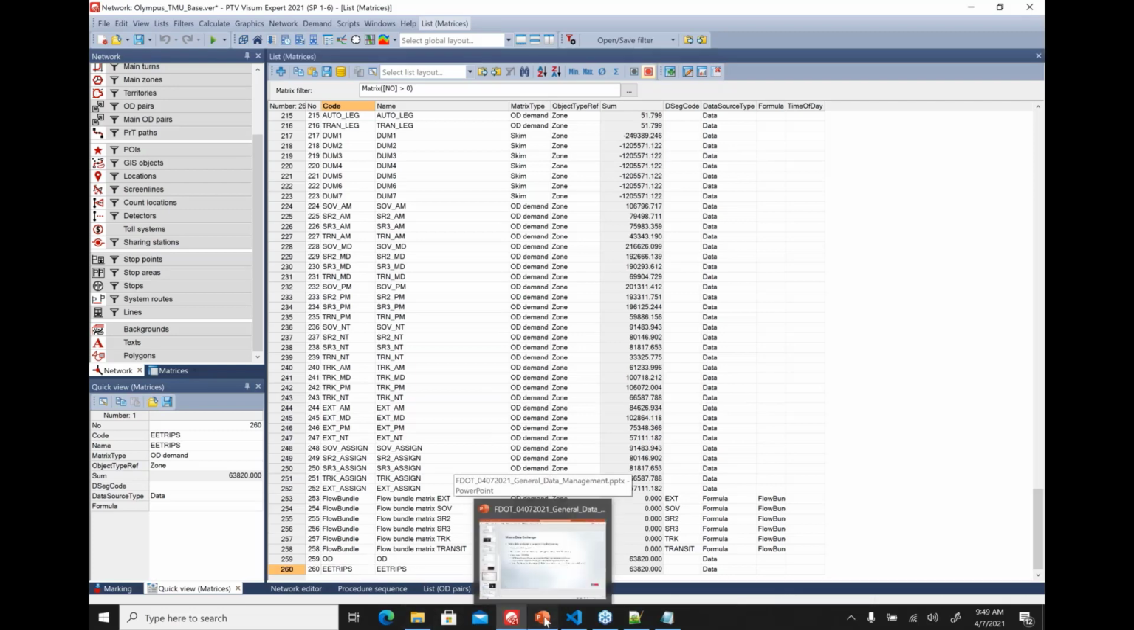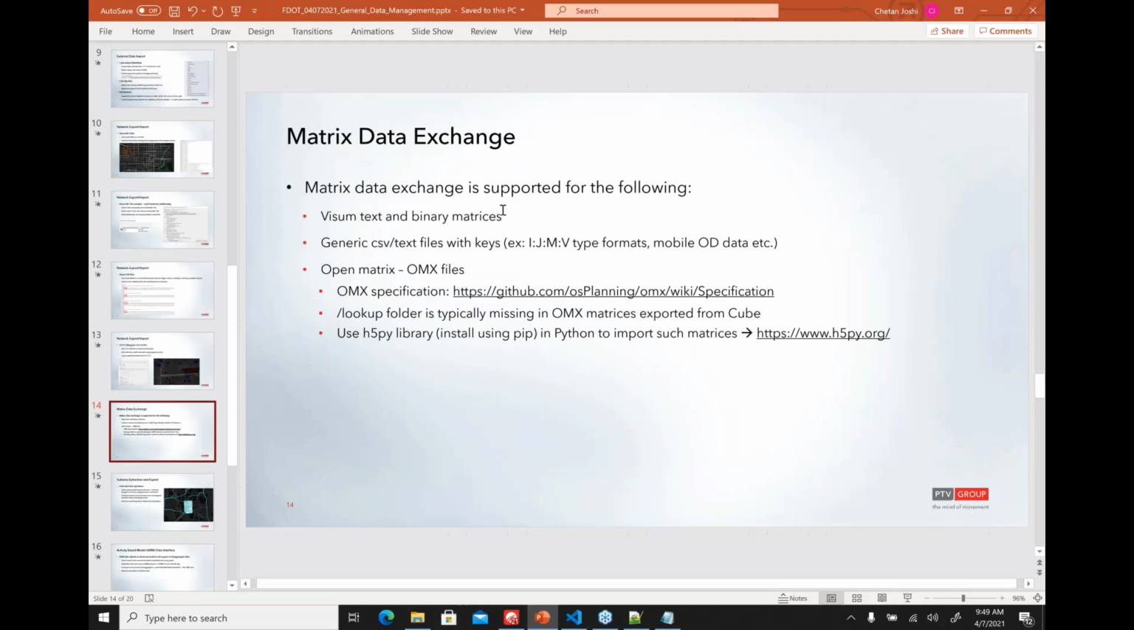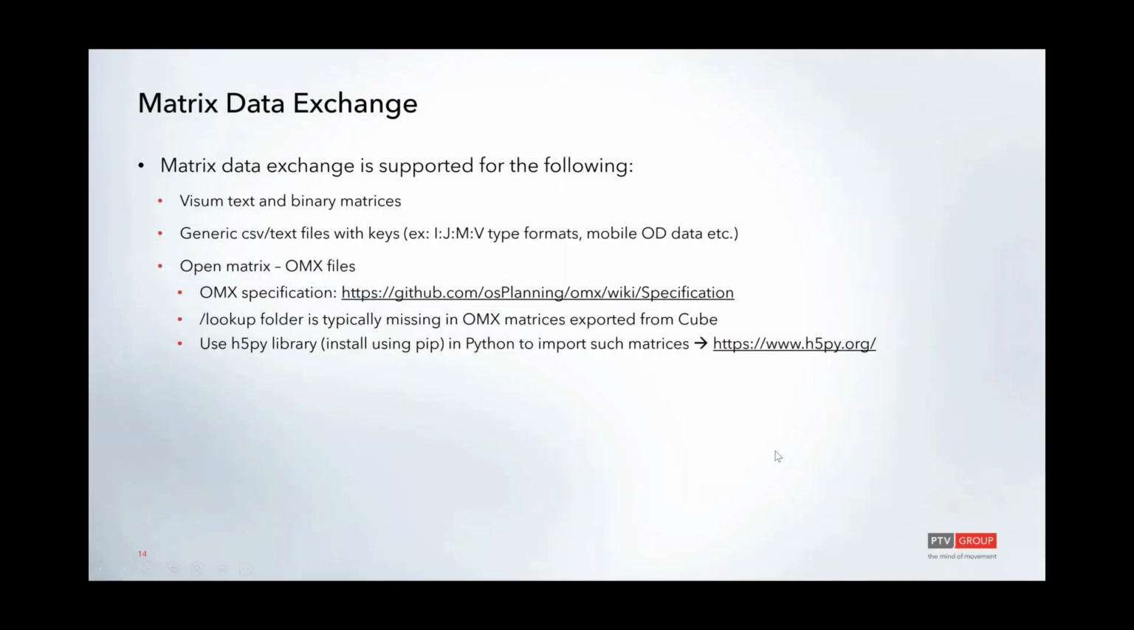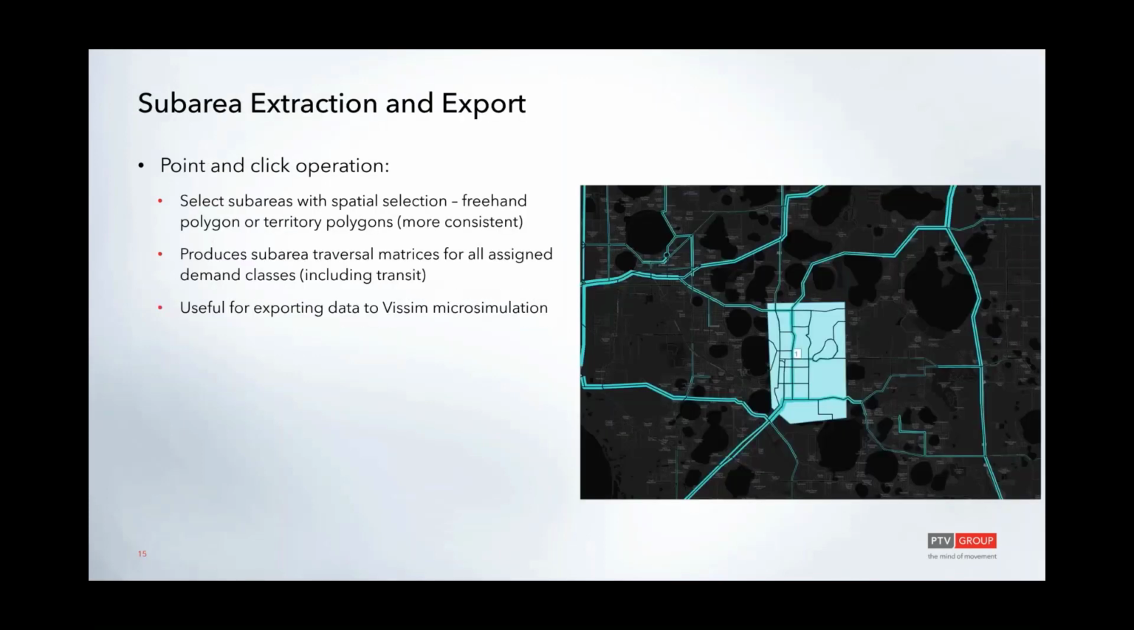So this in general is the workflow for matrix data exchange in Visum. Next, we have a look at some other miscellaneous items, such as subarea extraction and export, which might be useful to you. So subarea extraction and export is a point and click operation in Visum.